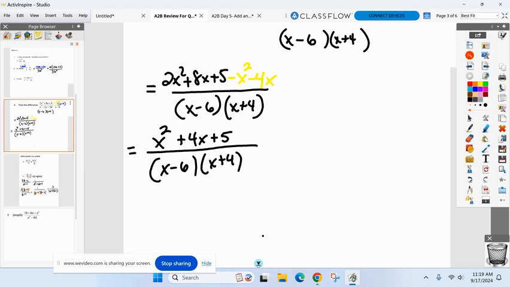Factor x squared plus 4x plus 5. No. I just have to add this one, then you add to 5. 4 times 1 is 4, 4 plus 1 is 5. You can't. Exactly. Why? Because you need two numbers that multiply to 5 and add to 4.